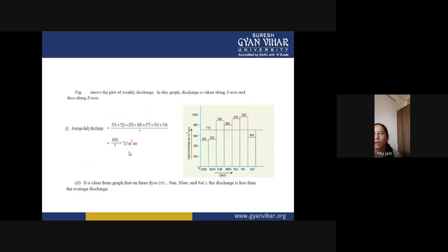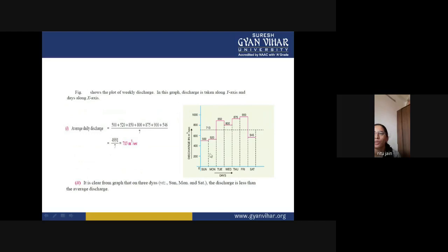So you can see that first you have to draw the graph between discharge rate and the days. You can see from this graph that on Sunday, the discharge rate is 500 meter cube per second. On Monday, this is 520 meter cube per second. On Tuesday, this is 850 meter cube per second. On Wednesday, this is 800 meter cube per second. Thursday, it is 875 meter cube per second. On Friday, this is 900 meter cube per second. And Saturday, it is 546 meter cube per second.